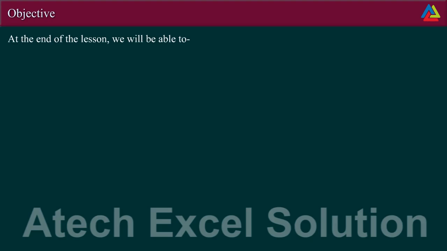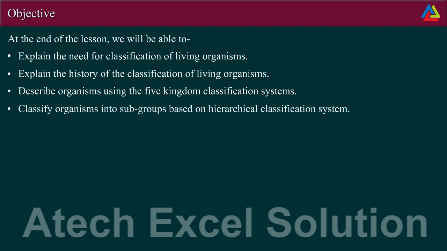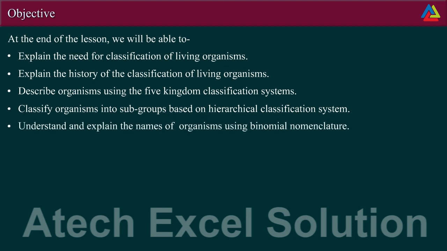At the end of the lesson, we will be able to explain the need for classification of living organisms, explain the history of the classification of living organisms, describe organisms using the 5 kingdom classification systems, classify organisms into subgroups based on hierarchical classification system, and understand and explain the names of organisms using binomial nomenclature.